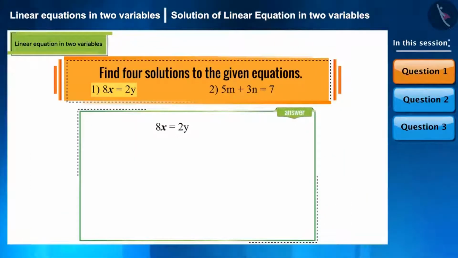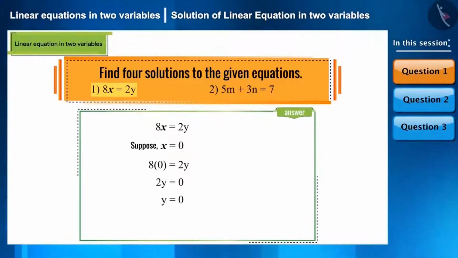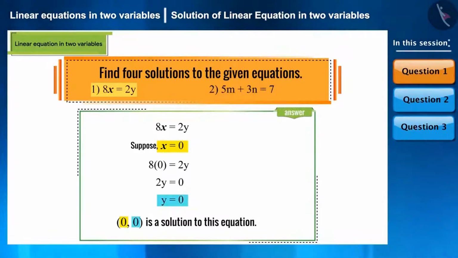Let's take the first equation, 8x is equal to 2y. A simple way to find the first solution is that we assume x as 0 and find the corresponding value of y. Substituting the value of x as 0 in the given equation gives the value of y as 0. Hence, (0, 0) is a solution to this equation.